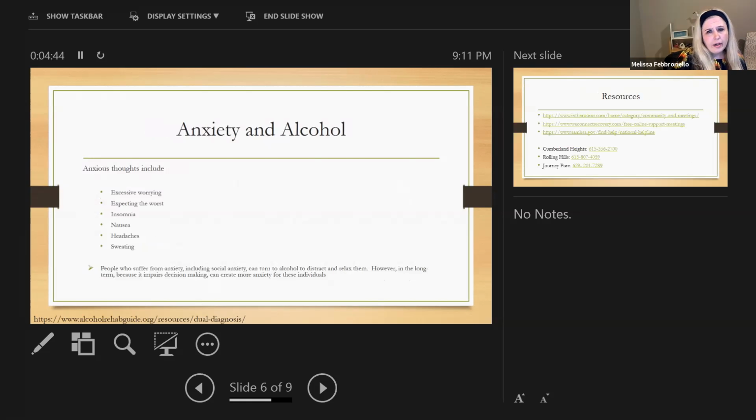And then we look at anxiety and alcohol. Anxiety is a broad spectrum, generalized term. There are so many different subcategories of anxiety. We could look at generalized anxiety, obsessive compulsive disorder, social anxiety, phobias, and several others. But in general, anxious thoughts include excessive worrying, expecting the worst, insomnia, nausea, headaches, sweating.